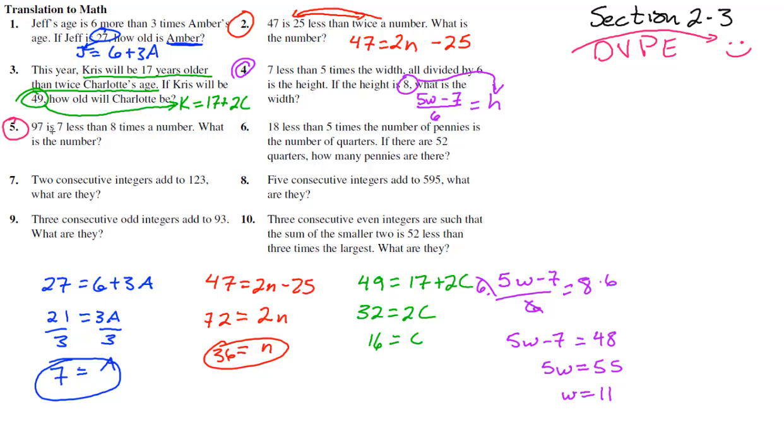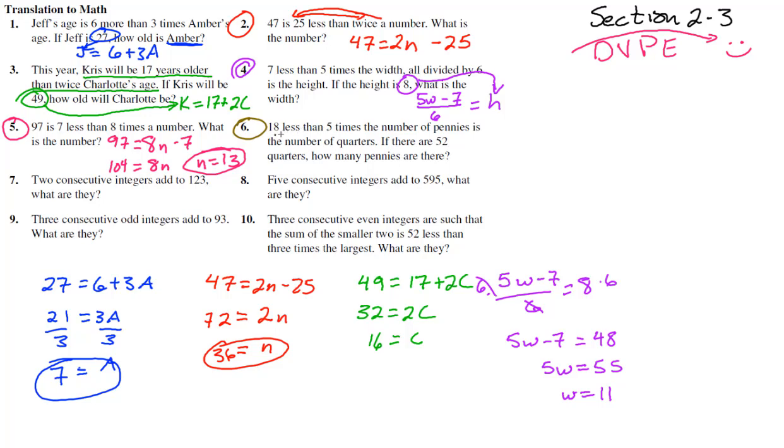97 is 7 less than 8 times a number. So 97 is 7 less than, so subtracting 7 from 8 times a number. Oh, we could probably do this one right up here. Add 7 to both sides. 8n equals 104. Divide by 8, and we get n equals, I think that's 13. Excellent. Good. So let's try now number 6.